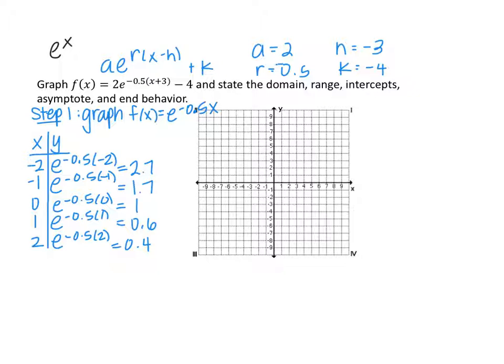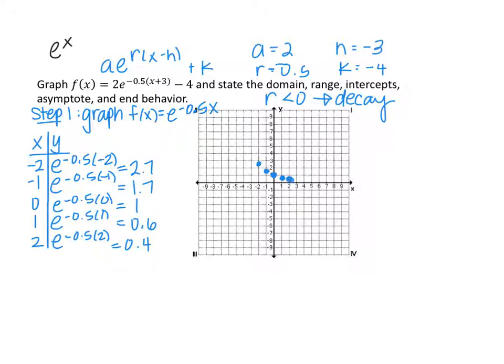So here's negative 2, 2.7, negative 1, 1.7, 0, 1, 1, 0.6, and 2, 0.4. And notice that the values are decreasing, which makes sense. You know it's going to be exponential decay if the r value is less than 0. So this makes sense that our points are decreasing. Our r value was negative 0.5, which is less than 0. So it makes sense that it looks like exponential decay. It's decreasing. If the r value was greater than 0, it would be growth. Our values would be increasing.